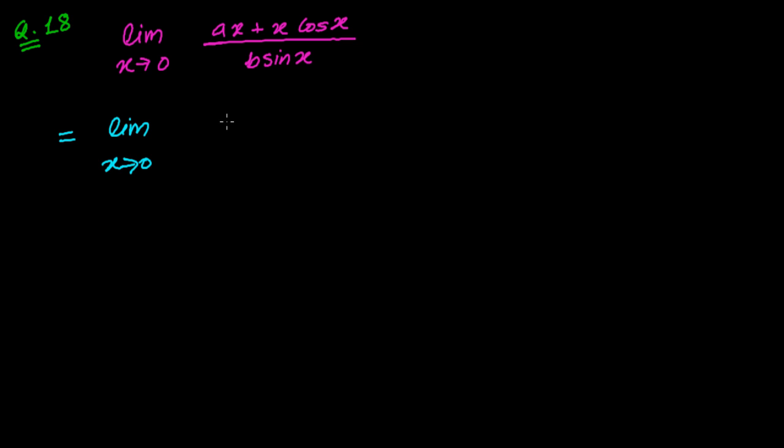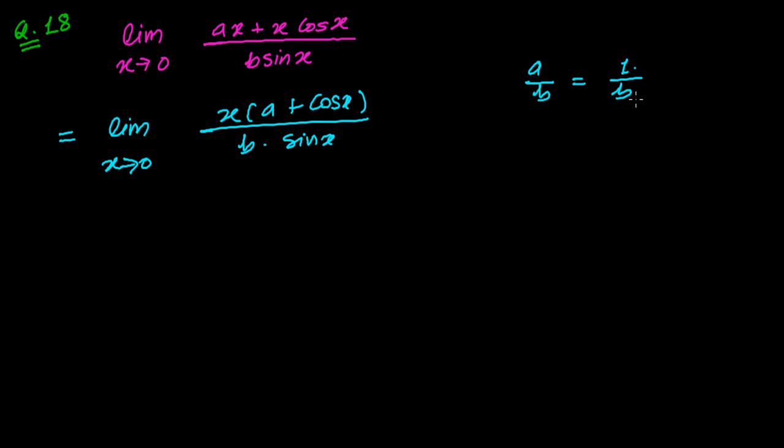Limit x tends to 0, x I'm taking common, and (a plus cosine of x) divided by (b times sine x). And if you plug the value of x tends to 0, you will get cosine of 0. Cosine of 0 is 1, so we don't have any trouble with this. And as I had told you, a over b can be written as 1 times b over a.